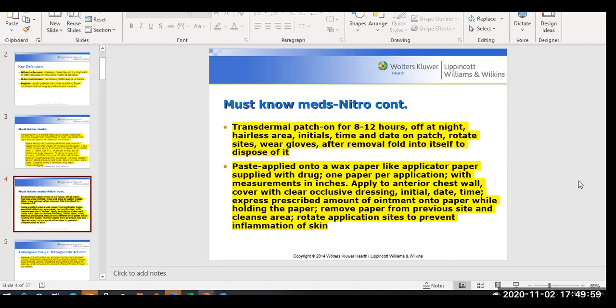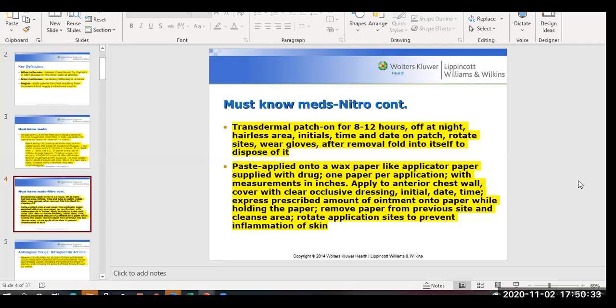Initial, date, time on that as well, okay? Same principle here. You're going to make sure that you're rotating sites. You don't want to put it on the same spot every day. Rotate the site so that the skin does not get inflamed. And with the ointment paste, you want to make sure that you cleanse the area when you remove the old dressing, right? Because that's messy, the paste, the ointment. So it'll be kind of gooey. You want to make sure that you clean that area so that it doesn't irritate the patient's skin, okay?